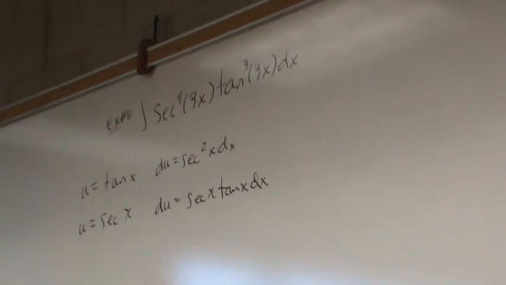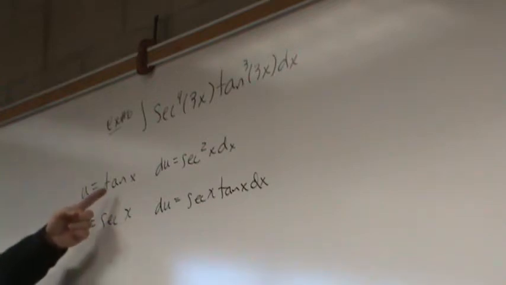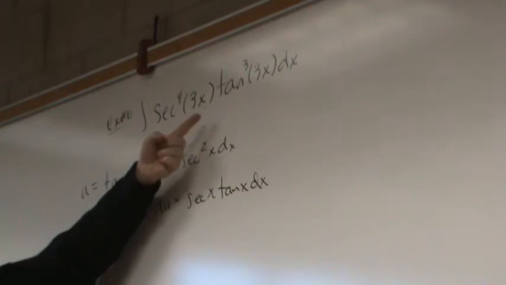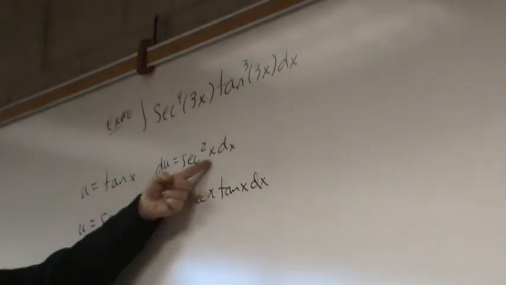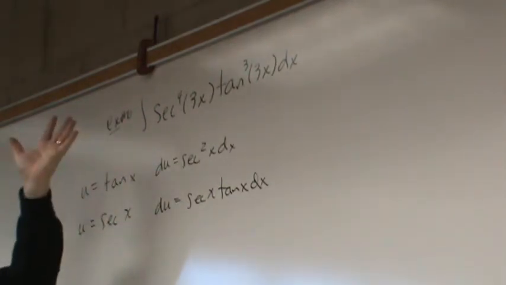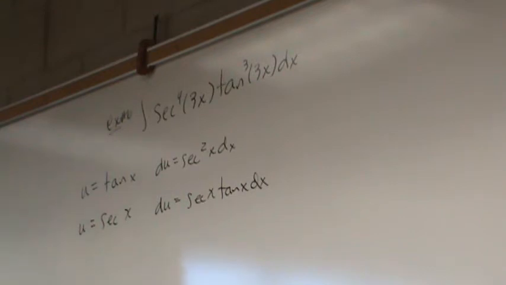Okay, you guys ready to choose? I want every single person to make a choice, so be ready to raise your hand. How many people want to make their u the tangent of 3x so that their du is secant squared? How many people go with that? Okay, beautiful. You guys are correct.